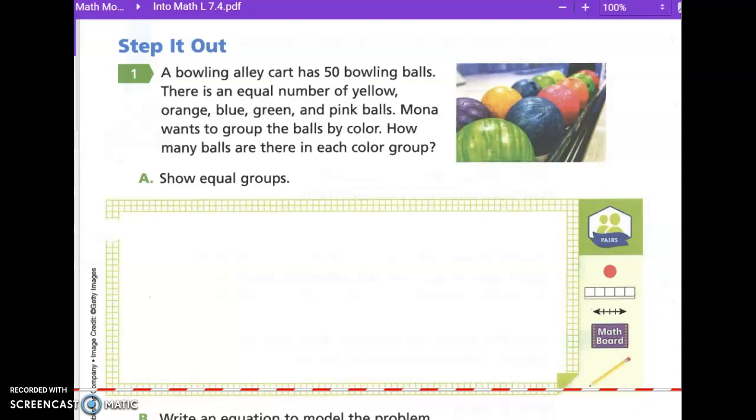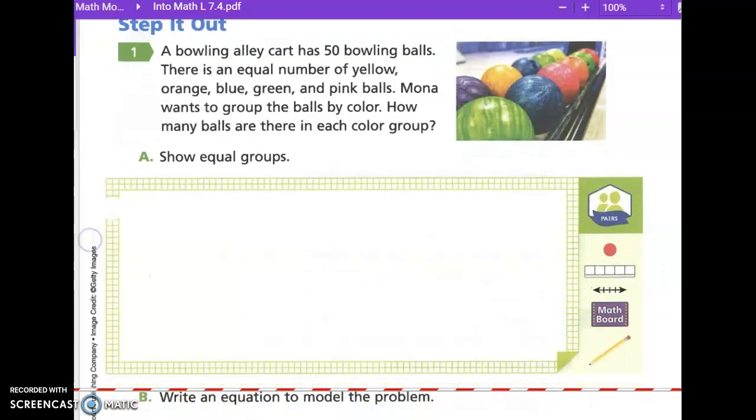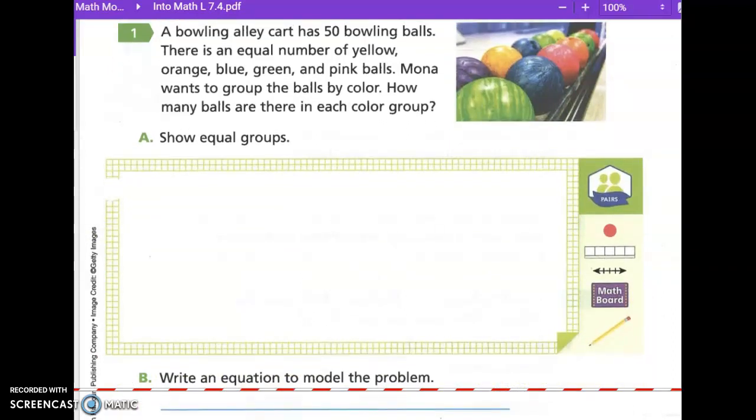5 colors, Hunter says. Does everybody agree? Yellow, orange, blue, green, pink. Yeah. So we're going to have how many groups? 5. And how many balls do we have all together? Okay. Let's make our 5 groups. I don't care if you draw circles or X's or whatever you're comfortable with.